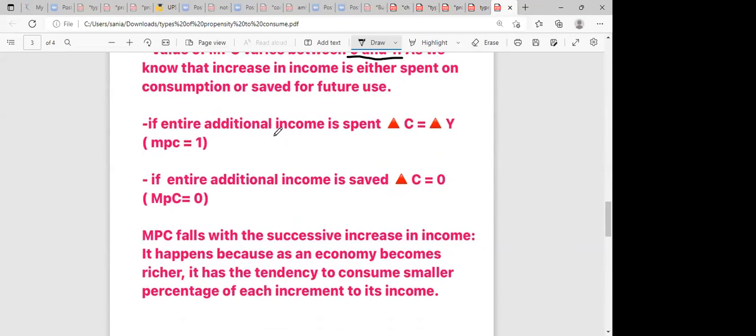If you are going to use your entire additional income on consumption, then your MPC will be 1. And if you are going to use your entire additional income on savings, that means your MPC is going to be 0.